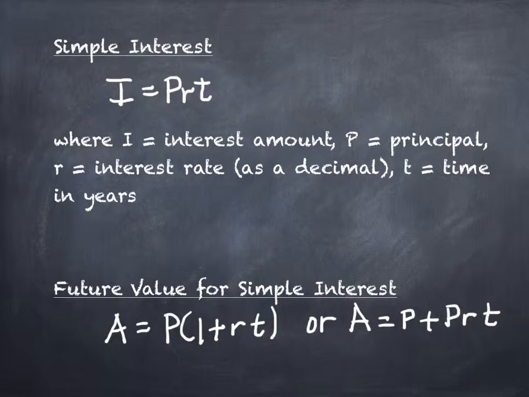I is my interest amount, the amount I make in interest. P is the principal. Principal is the amount of money I put into an account. R is the interest rate. So for instance, if it were a 3% interest rate, we would take that number, 3%, and turn it into a decimal for the value of R, which would be 0.03.